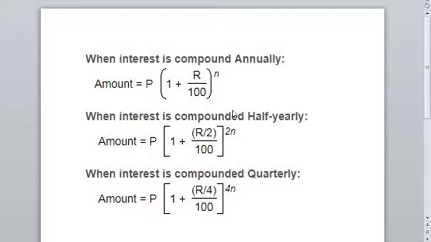Because 6 months and 6 months. So when I give the interest for the first 6 months, that interest will be added to the principal, right? And then for the remaining 6 months, the new interest will be calculated on that principal plus the interest which I have given.